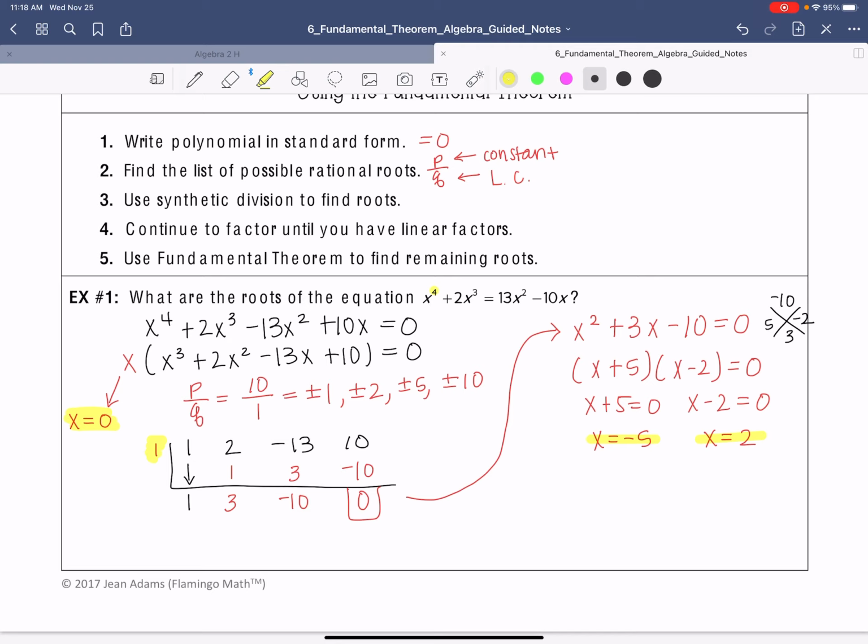So all of my answers, we'll put them all together now. I like to just list them from smallest to biggest. So I have -5, 0, 1, 2. Okay, so I found my 4 zeros, and that's it. That was the whole process.